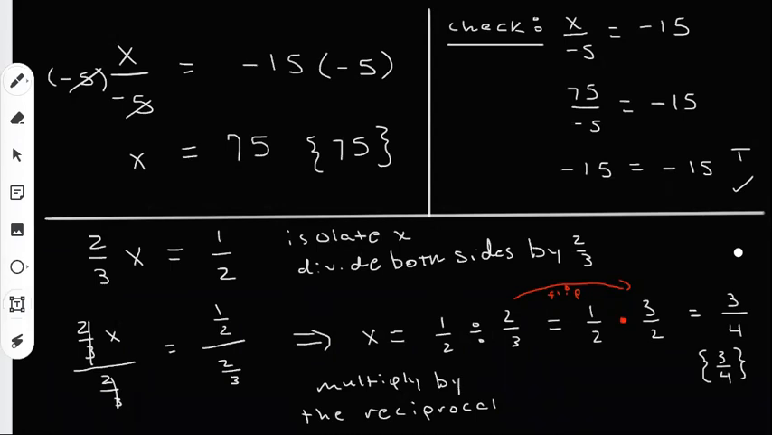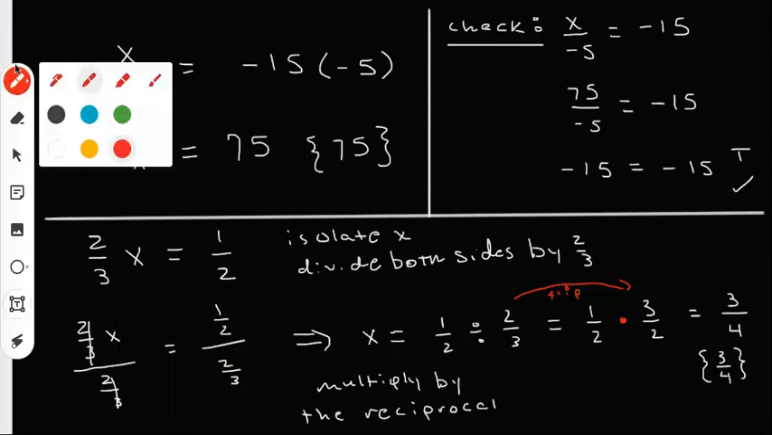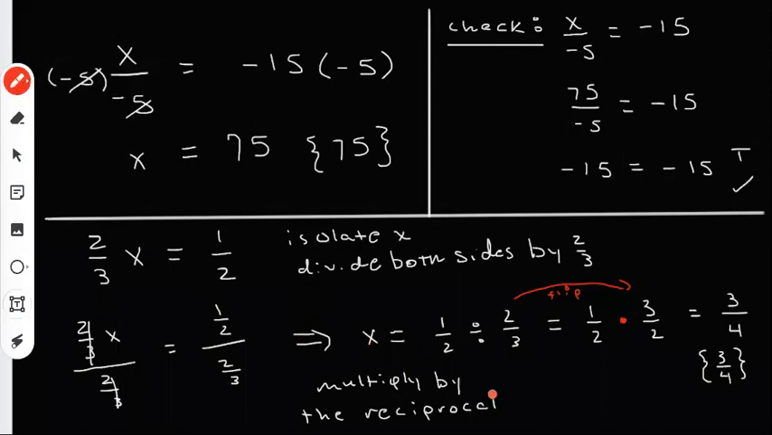And to quickly check this, what we want to do is start off with our original equation, and then put in 3/4 for x. And I'll do that in red. So I have 2/3 times x. Well, for x, we're going to use our solution, right? I'm going to plug in 3/4, and I should get 1/2. Well, what happens here? The 3's are going to cancel each other out since one 3 is in the top and one 3 is in the bottom.